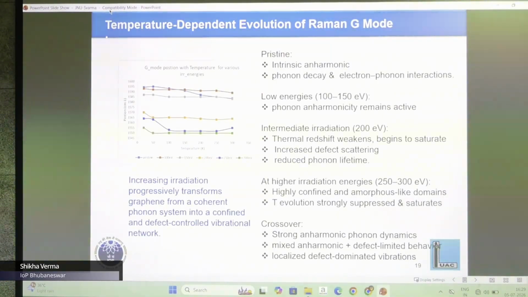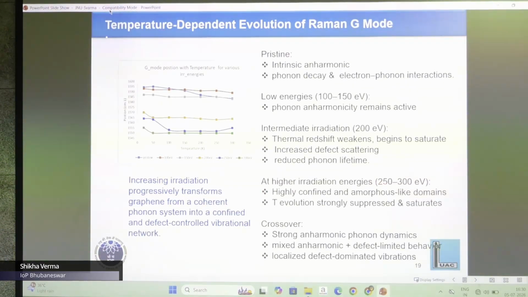In the case of pristine, that is this blue one, it is basically the phonon decay, and it's mostly intrinsic and anharmonic. Whereas between this 100 and 150 eV, which are these two curves, anharmonicity is still active, whereas here the defects have already started playing a role. There's a thermal redshift weakening and increased defect scattering, and this is also associated with the lower phonon lifetime, which I have not included in this talk. But the phonon lifetime increases as a function of temperature, and increases as the quantum dot size decreases.